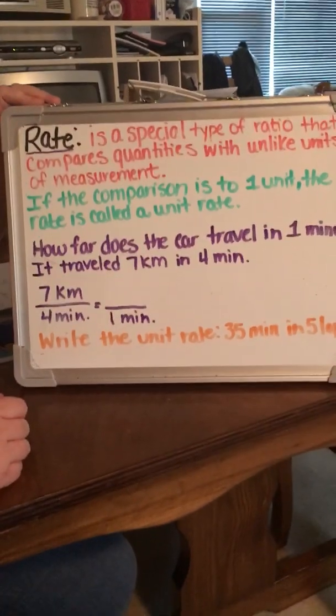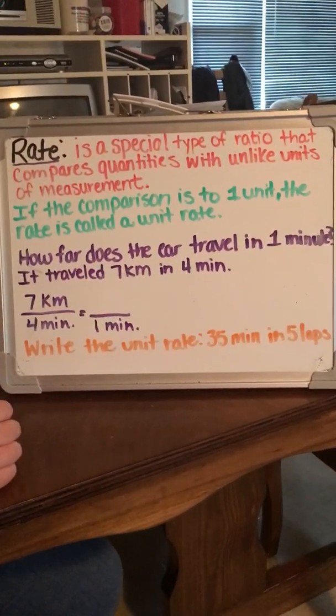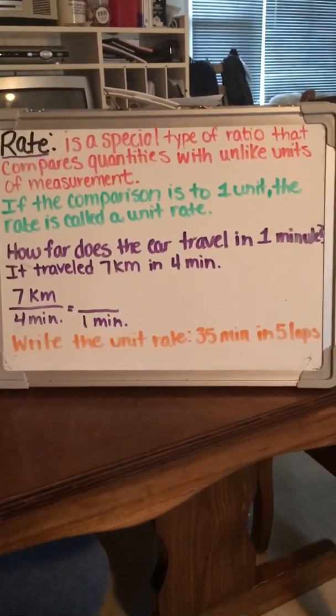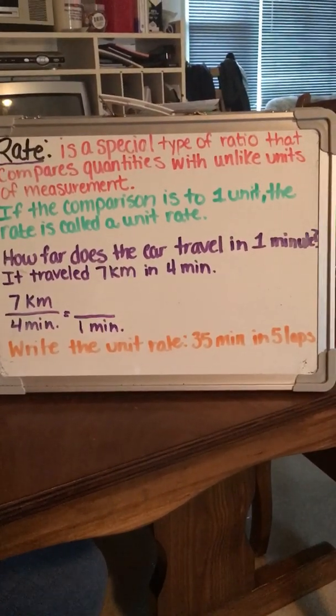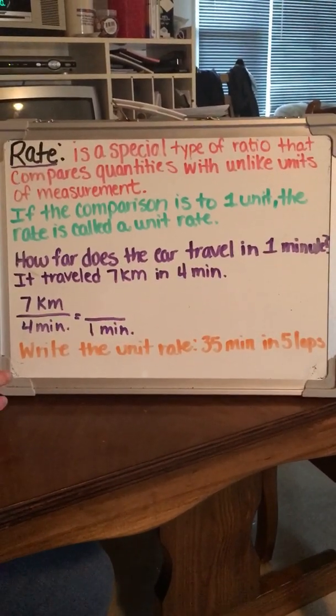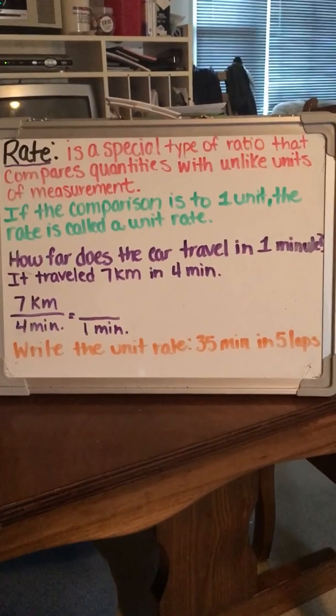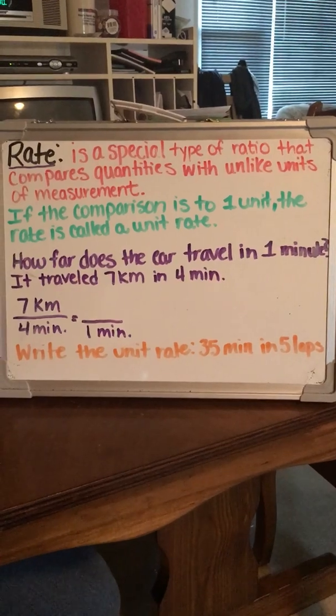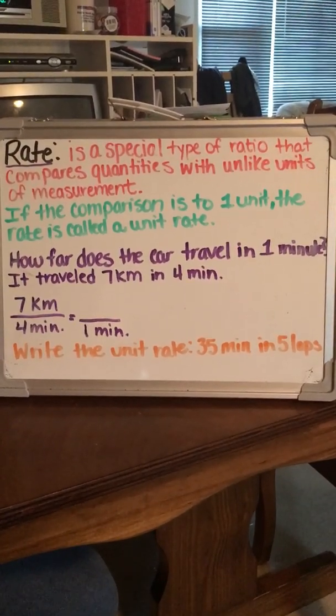A rate is a special kind of ratio, and in our last video we learned that ratios were a comparison of two quantities that compares quantities with unlike units of measurement. So we're going to talk about unit rates today, and we're going to see that sometimes you might actually have to do some division to find a unit rate.